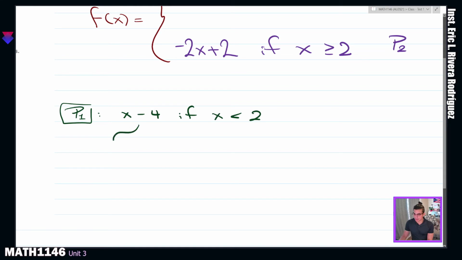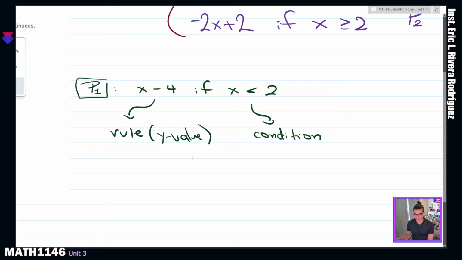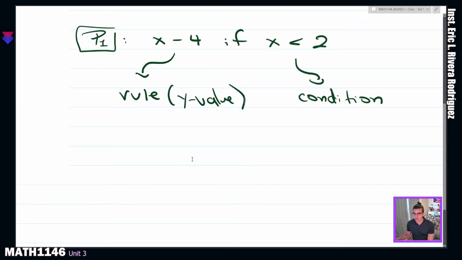All right, so from here we know that we have the rule to get the y value, and here we have the condition. Okay, the rule to get the y value and the condition. I'm going to erase this. I'm just going to put rule and y value in parentheses. And we're going to do this in 3 steps. Step number 1.